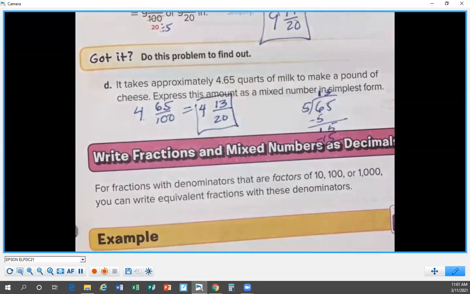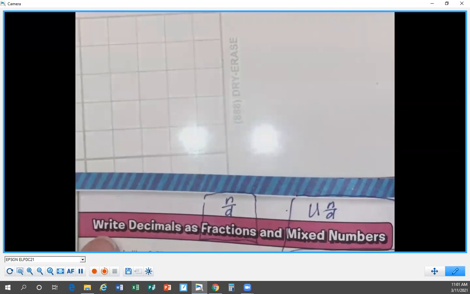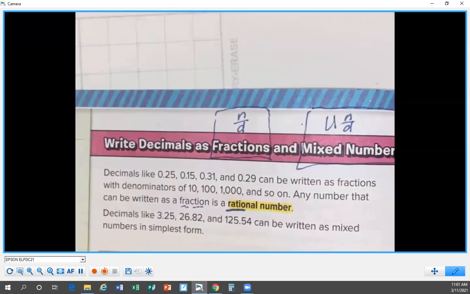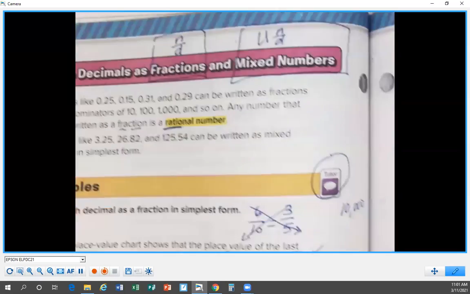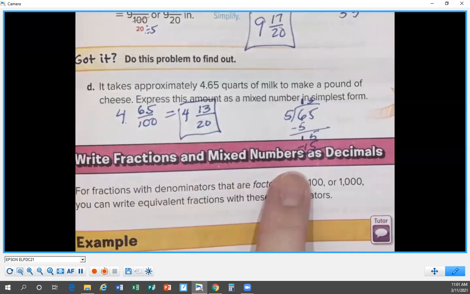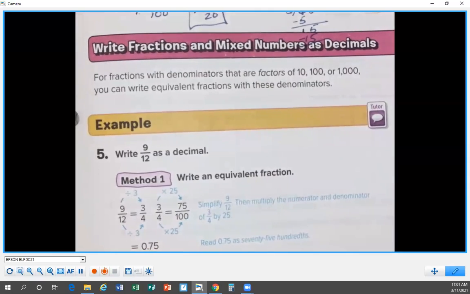All right, now our next, so that was the first part. We were writing decimals as fractions and mixed numbers. Okay, so now we're going to go the other way around. We're going to go backwards, and we're going to write fractions and mixed numbers, and we're going to change those into decimals. So this is just the reverse, okay? So it's just looking at it the other way around. That's all it is. This is just part 2. For fractions with denominators that are factors of 10, 100, or 1,000, you can easily write the equivalent fractions with those types of denominators.